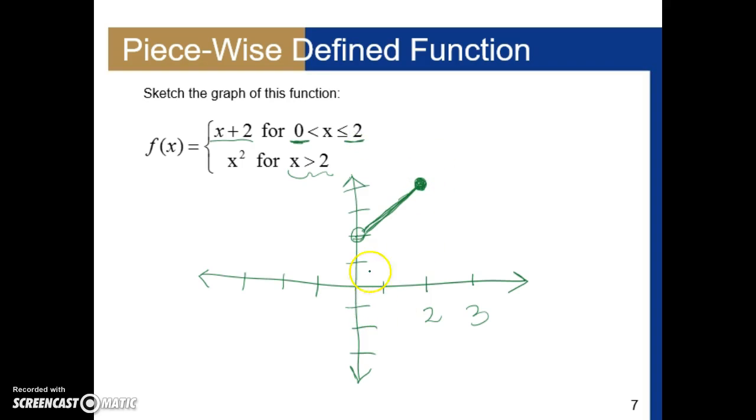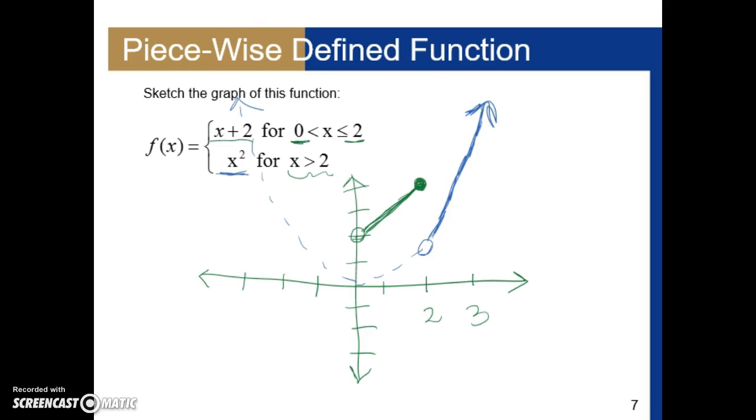Now let's get another color and let's draw that function. This function behaves like this, right? It is a parabola that opens up, but I'm only interested in the values from here to positive infinity.